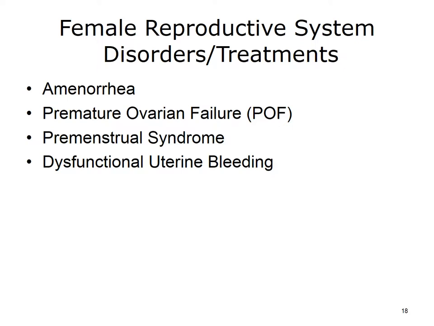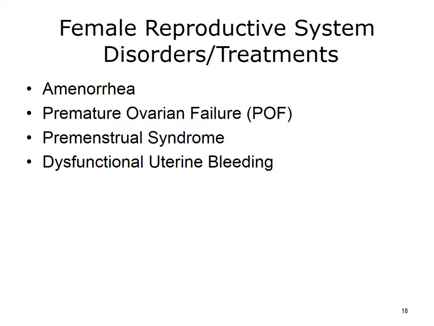In ovarian failure, a woman's ovaries stop producing hormones before she is age 40. This disorder results in infertility. There is no treatment that will restore normal ovarian function when this disorder occurs. However, estrogen replacement therapy may allow women to have regular periods and lower the risk for osteoporosis.